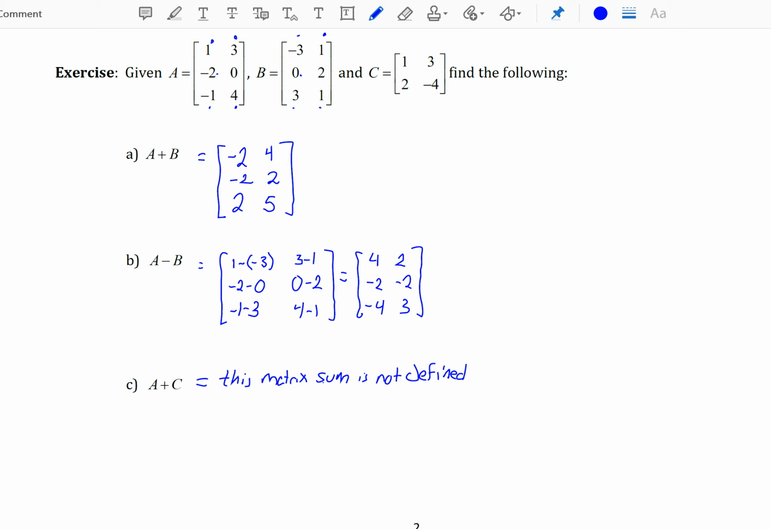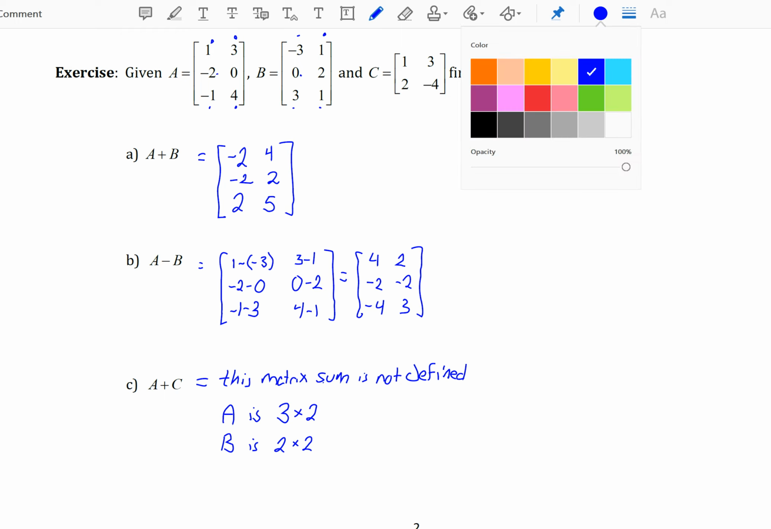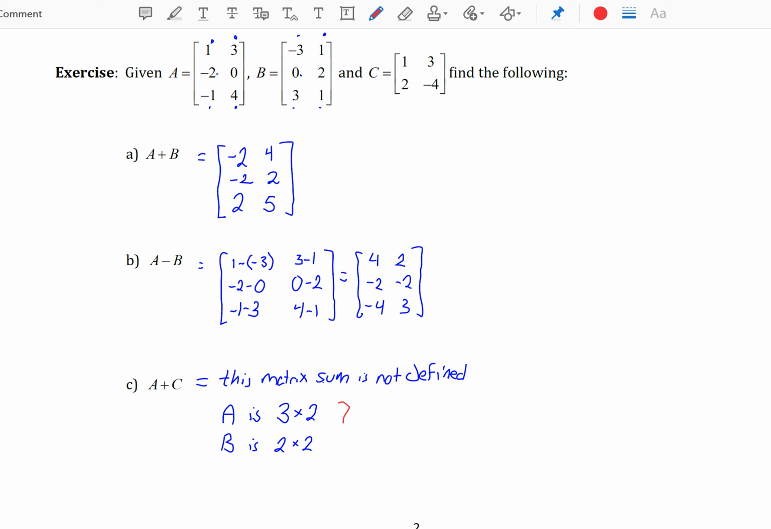So maybe you should identify here that matrix A is a 3 by 2 matrix because it has 3 rows and 2 columns, while matrix B is a 2 by 2 matrix, 2 rows and 2 columns. And maybe identify here that the matrices are not the same size. So they cannot be added together.